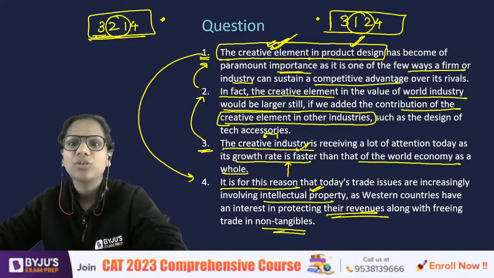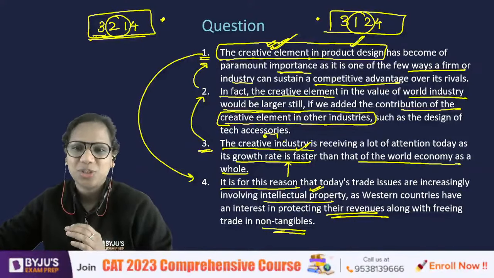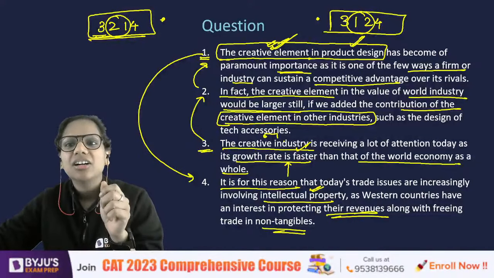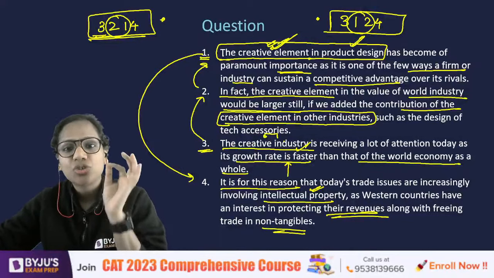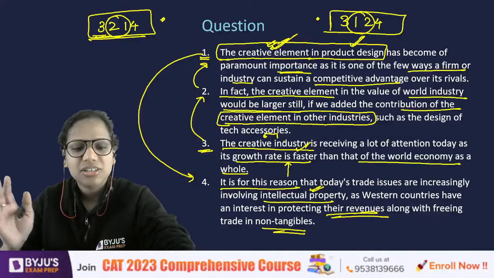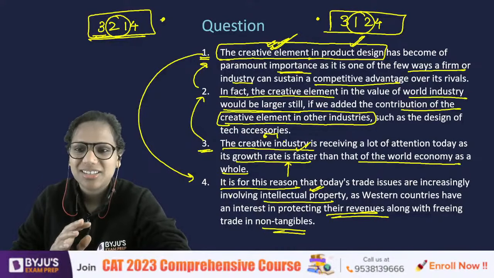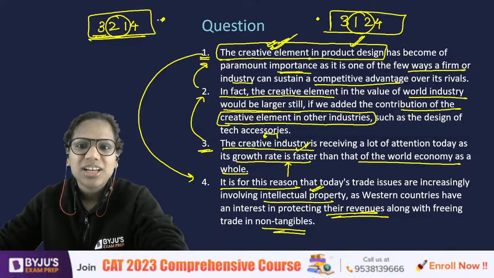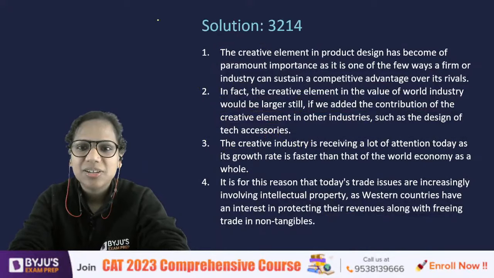But this is where reading the whole sentence comes into the picture. You can't decide conclusively just on the basis of the first few words. They are there to help you, not to become your deciders. ठीक है? So I hope this makes sense and I can proceed. 3214.